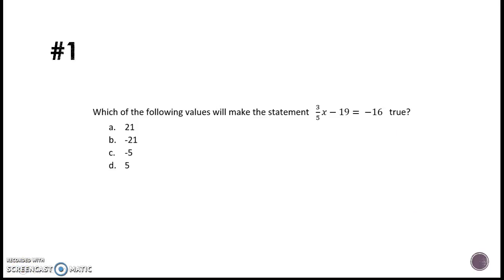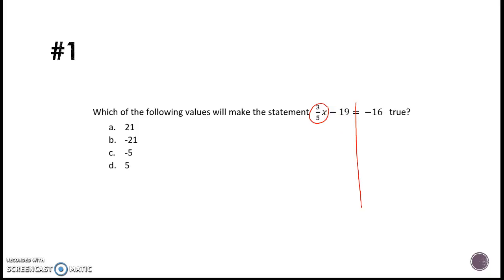So number 1, let's take a look. Which of the following values will make the statement 3/5 x minus 19 equals negative 16 true? So you have two options. You can go ahead and solve it, draw a line, isolate our variable, or you can plug values in.